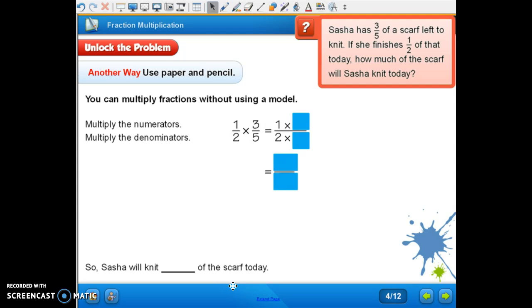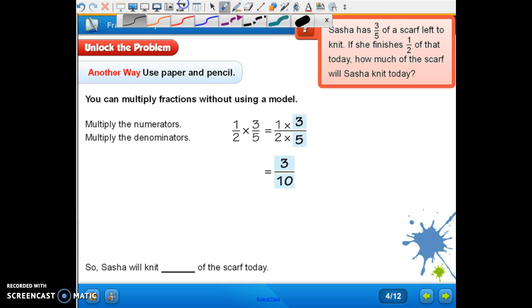This is another way, down at the bottom. It says use pencil and paper instead of drawing. You can multiply fractions without using a model. Multiply the numerators, 1 times 3. And then multiply the denominators, 2 times 5. And 1 times 3 is 3. And 2 times 5 is 10. So Sasha will knit 3/10 of her scarf today.